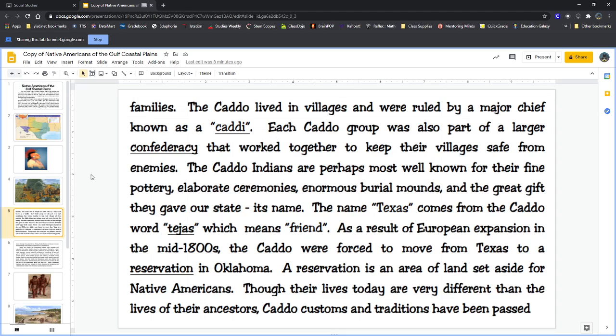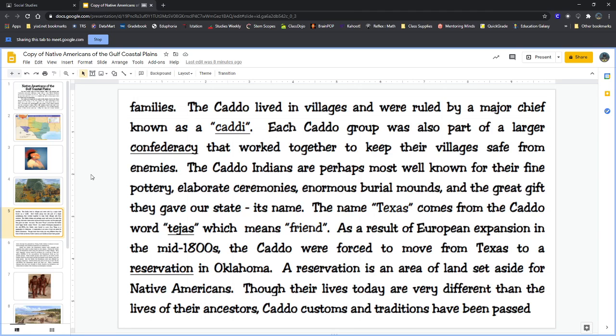The Caddo lived in villages and were ruled by a major chief known as a Cadi. Each Caddo group was also part of a larger confederacy that worked together to keep their villages safe from enemies. So they would all live in different villages, the same way that we live in different towns, but each village worked together with other villages to keep everybody safe.